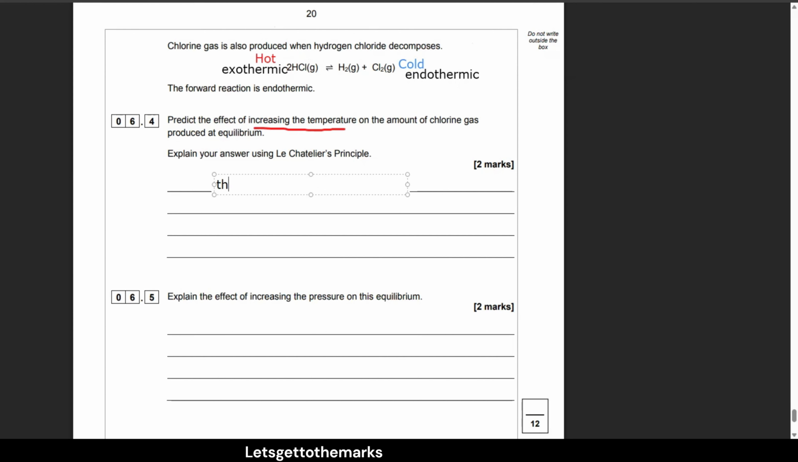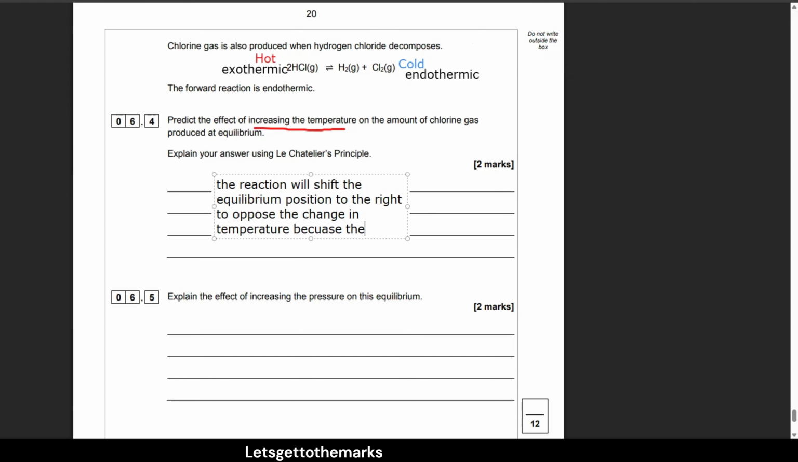So what we want to say is the reaction will shift, and this is the technical language you need, the equilibrium position to the right to oppose the change in temperature because the right hand side is endothermic. It's the cold side. Now, really what happens, the right hand side is absorbing energy. So when you increase the temperature, the right hand side is endothermic, so it will absorb that energy, which will decrease the temperature of the environment.